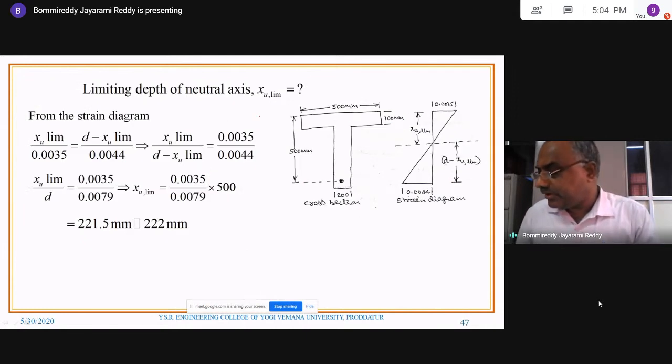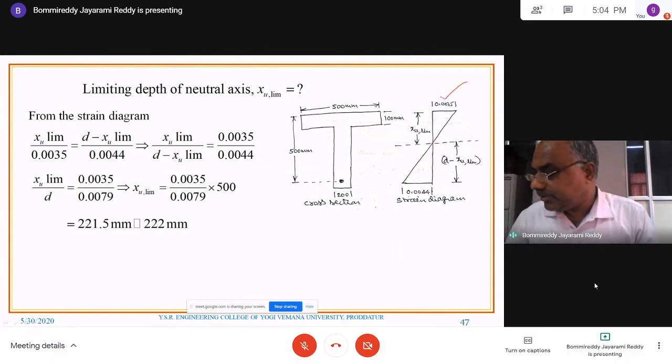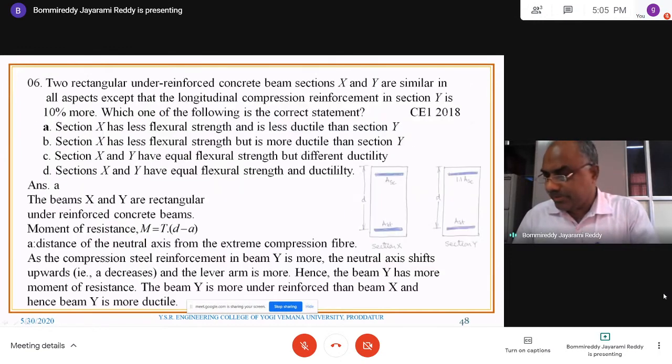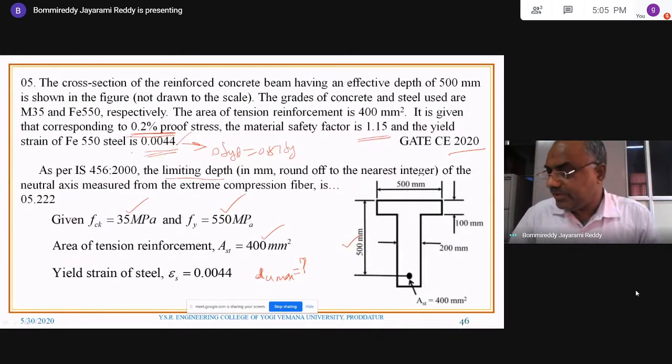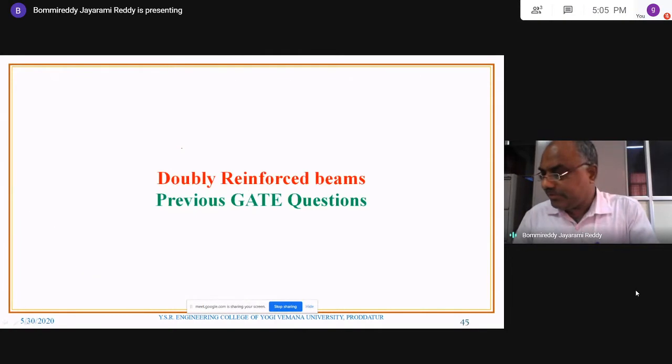How to calculate the limiting depth of the neutral axis? You just see that 0.0035 is the compression strain. But in the problem, it is given that the yield strain is 0.0044.